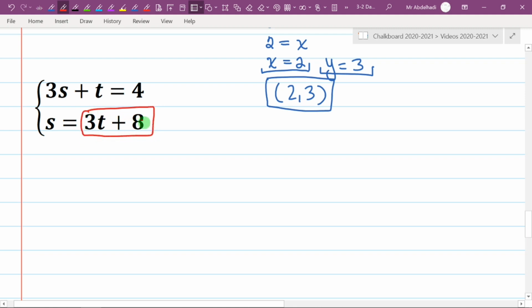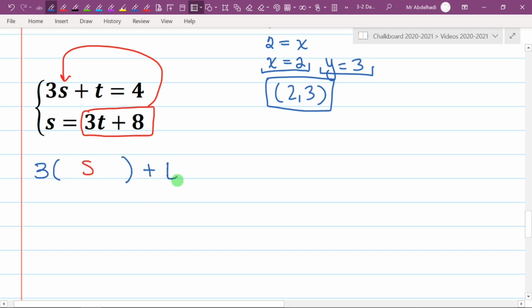Well, here we go again. If the bottom s is 3t plus 8, then so is the top s. So 3 times that s plus t equals 4. I'm going to basically plug in wherever I see an s in this other equation here, I'm going to plug in 3t plus 8. So in order to do that, I need to use parentheses because this is more than one thing here and I'm plugging it in here. So it's going to be 3 open parentheses. This is where the s used to be.